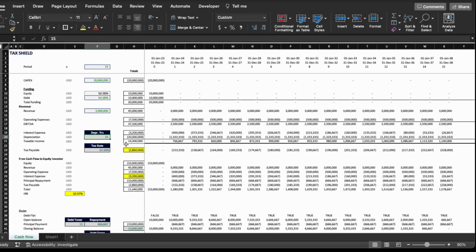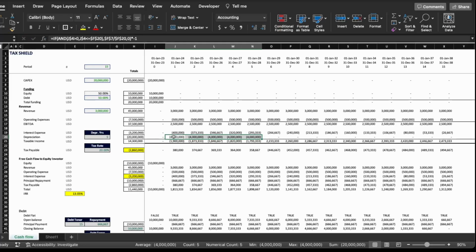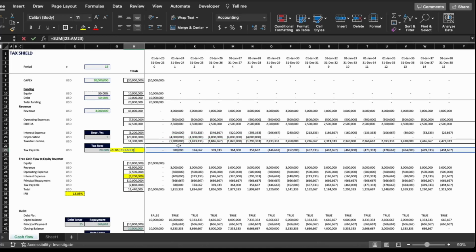And what I want you to see is how tax payable and the IRR change. So let's see. Instead of having 15 years here, I'm going to have 5 years. Two things happen. First, there is a change here: instead of depreciating 1.3 million per year, we're going to depreciate 4 million per year. But the interesting thing is that there is no change in the total tax payable. It is the same number.